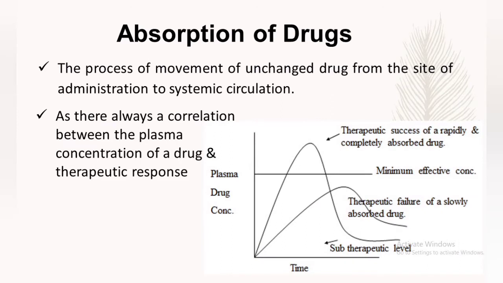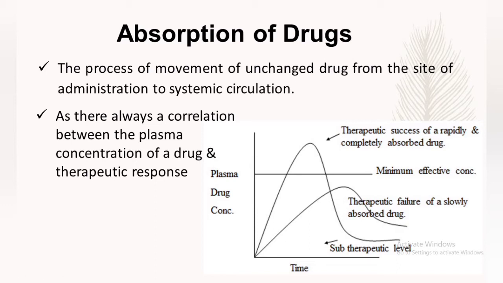The effectiveness of a drug can only be assessed by its concentration at the site of action. It is difficult to measure the drug concentration at such a site. So instead of measuring concentration at the site, we will measure the concentration in the plasma, as there is always a correlation between the plasma concentration of drug and therapeutic response.